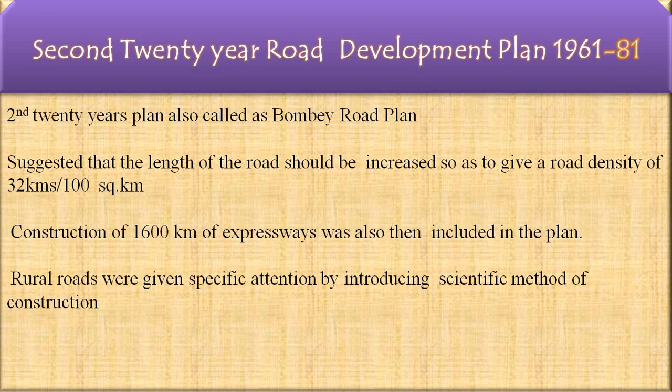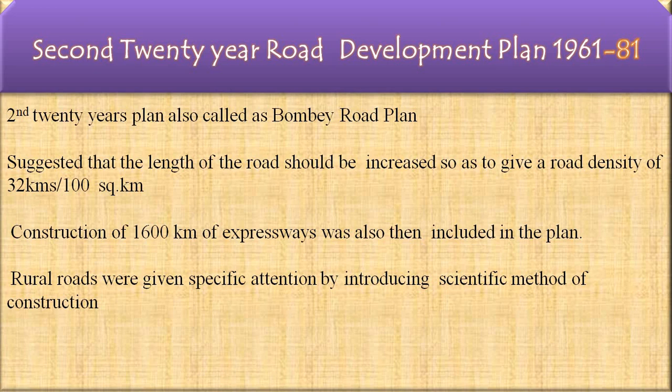The second 20-year road development plan for the period 1961 to 81 was initiated by the Indian Road Congress, that is the IRC, and was finalized in 1959 at the meeting of the chief engineers of state and central government. This plan suggested that the length of the roads should be increased so as to give a road density of 32 km per 100 square kilometer. The construction of 1600 km of expressways was also included.